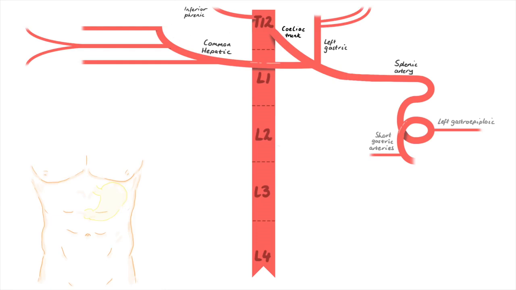Off the left gastric artery, we have branches to a structure that runs parallel to the aorta, then runs into the stomach. These are esophageal branches.